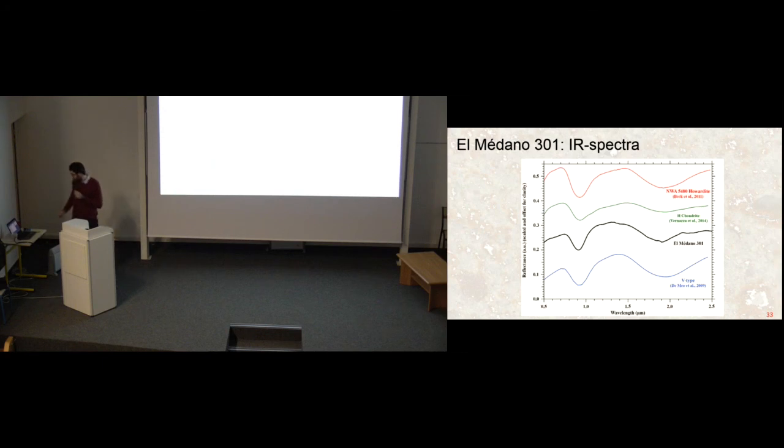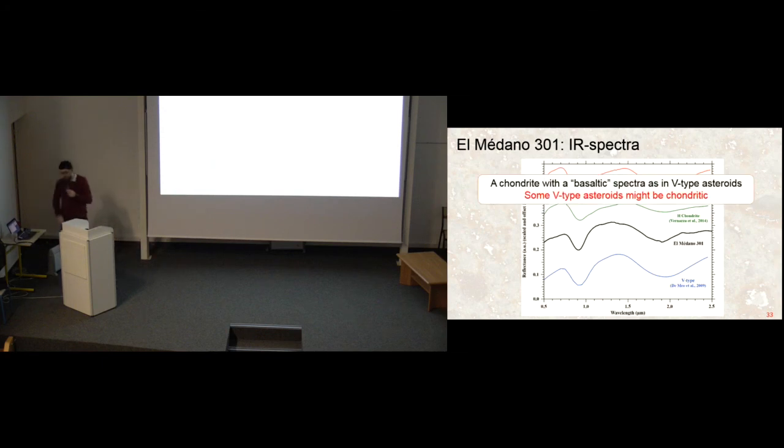So indeed, we see that this chondrite is showing a basaltic spectra, not the spectra of an ordinary chondrite. And also, some of the V-type asteroids, which are believed to be basaltic asteroids, are indeed chondritic.